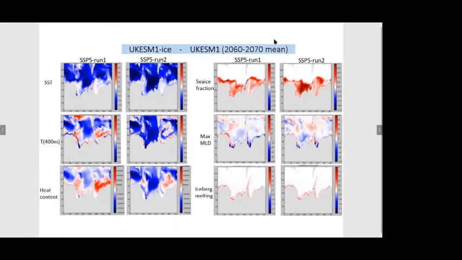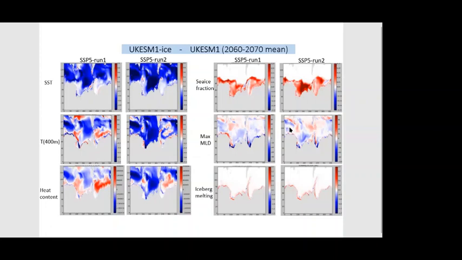We have one from Colin. Have you looked at the impact of ice melt on future Antarctic bottom water formation in SSP 585? So basically comparing UKESM1 to UKESM1 ice, like you've done here, but with the Antarctic bottom water.